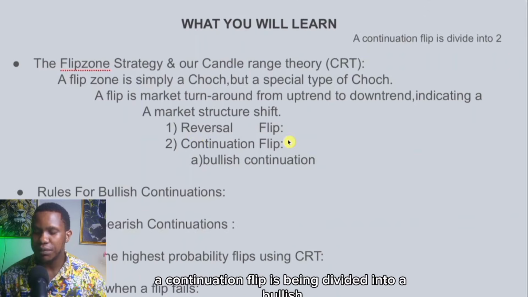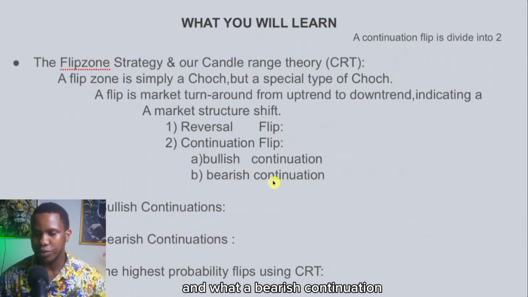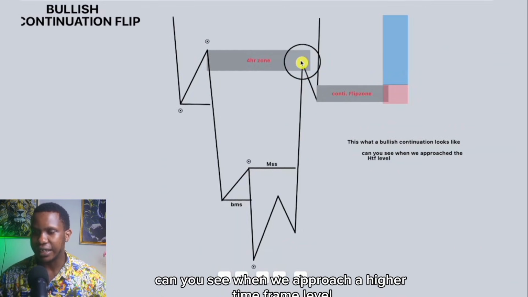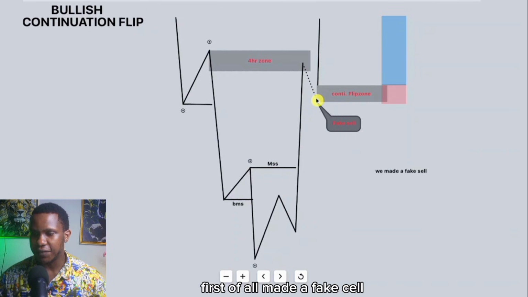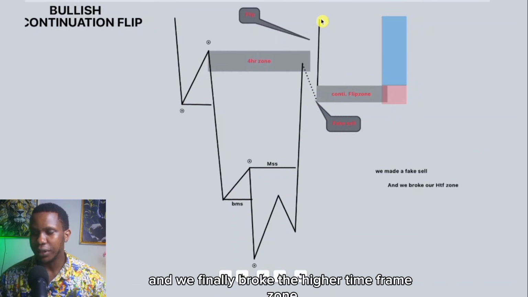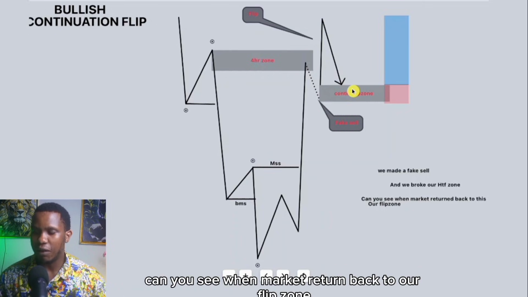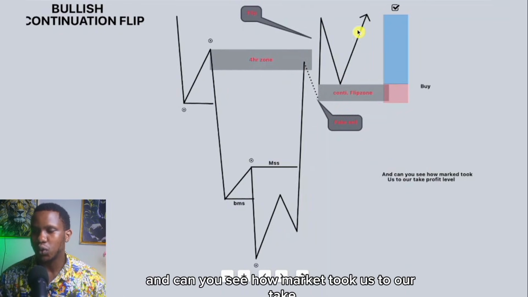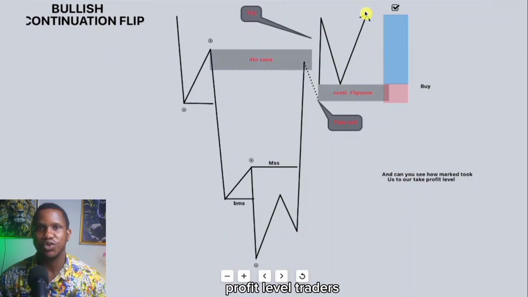A continuation flip is divided into a bullish continuation and a bearish continuation. This is what a bullish continuation looks like. Can you see when we approached a higher time frame level, first of all made a fake sell, and we finally broke the higher time frame zone? Can you see when the market returned back to our flip zone, we made a buy? And can you see how the market took us to our take profit level, traders?